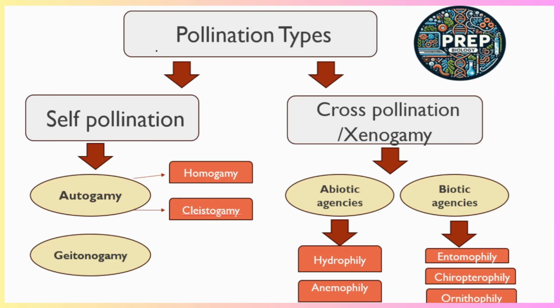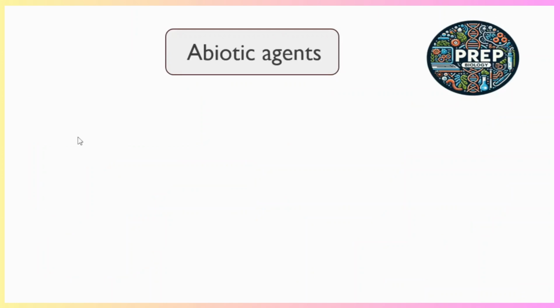As we all know that there are two broad types of pollination: self-pollination and cross-pollination. We have discussed all about self-pollination in the previous class and their types. So today, we will discuss the different agencies under cross-pollination or xenogamy. There are two types of agencies or agents present under cross-pollination or xenogamy. First one is the abiotic agencies and second one is the biotic agencies. Okay, so let's start with the abiotic agents.